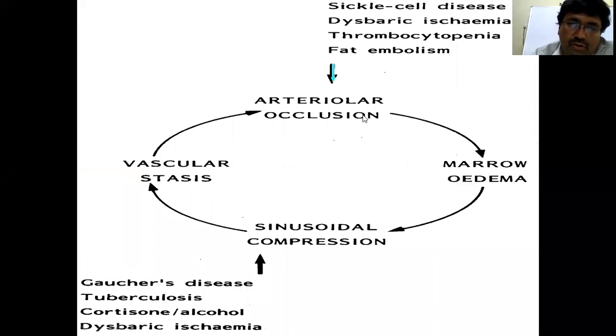And due to the decreased blood supply, again there is edema, and again there is sinusoidal compression. So these are all the conditions which cause arterial occlusion, and these are all conditions which cause sinusoidal compression. Each and everything is interrelated, and this is called a vicious cycle. This is a very important cycle.